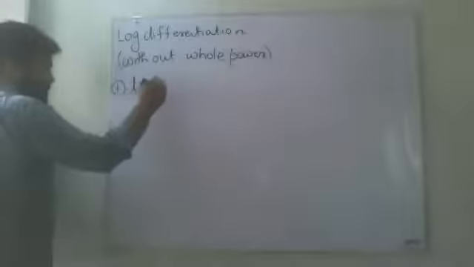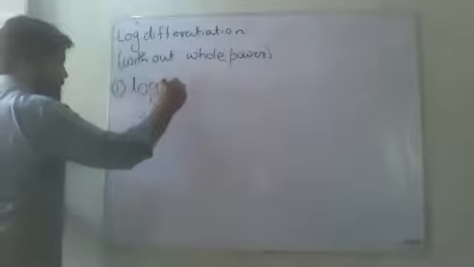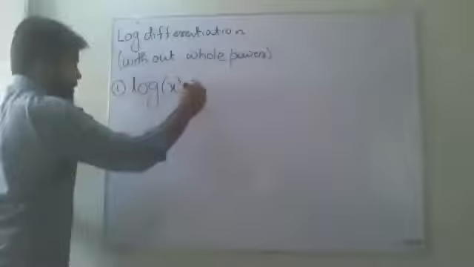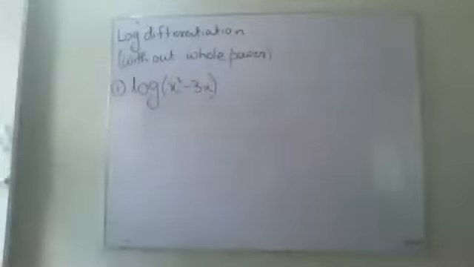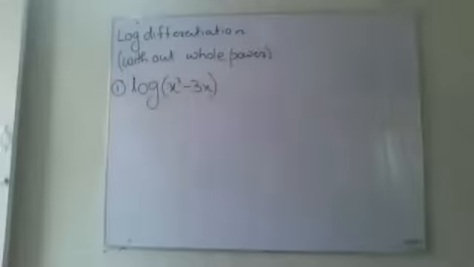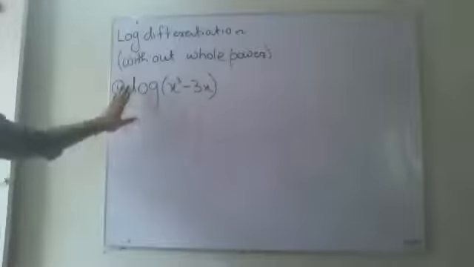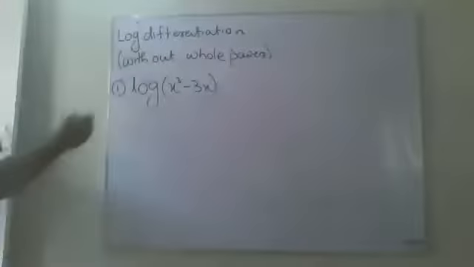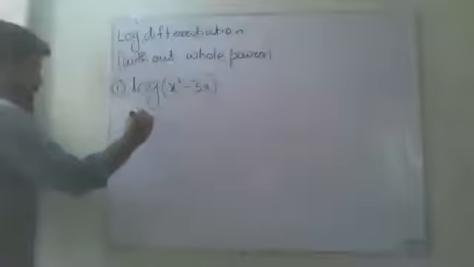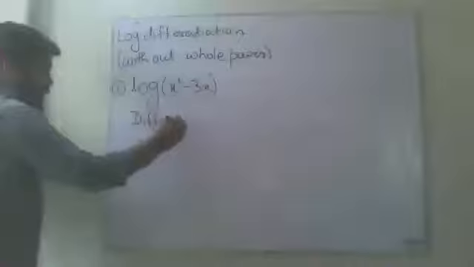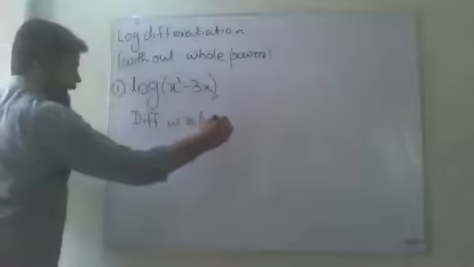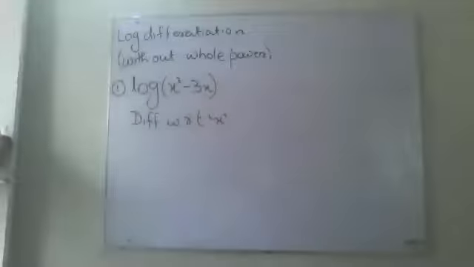Log of x cube minus 3x. For instance, this is my first question given to me. So the rule says this is my log and this is the log multiple. So what will I do? First step, I'm not simplifying, I differentiate with respect to x.